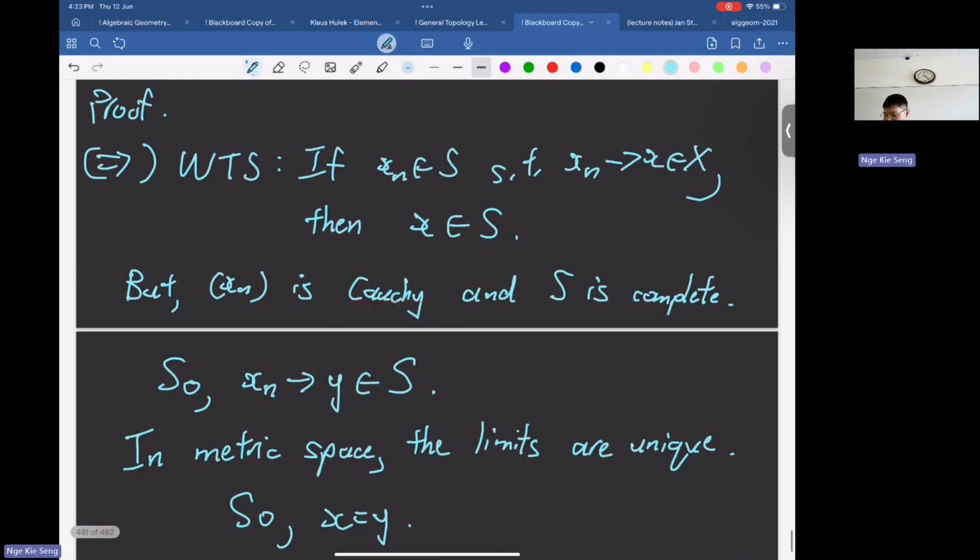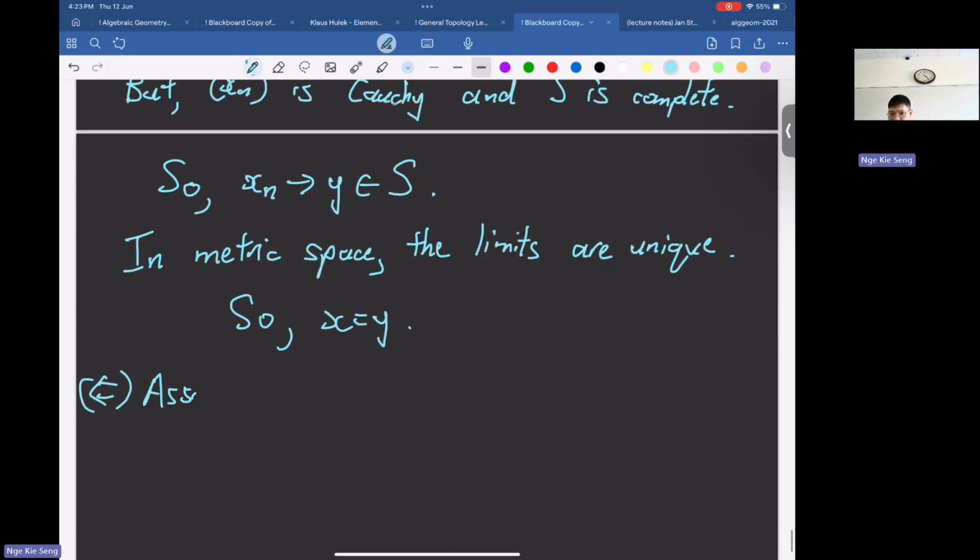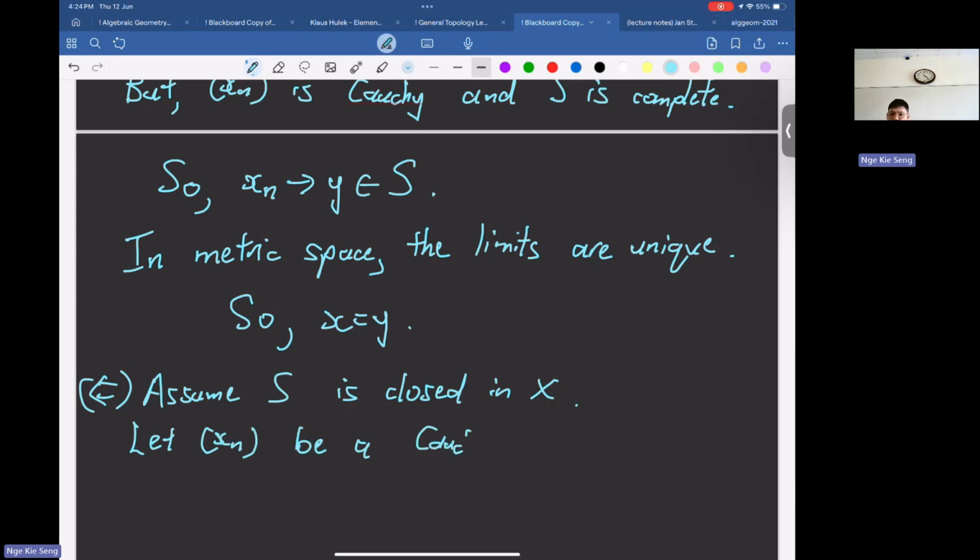How about the other case? Assume that S is closed in X. We're going to show that it's complete. So I need to check for any Cauchy sequence. We just let Sn be a Cauchy sequence.